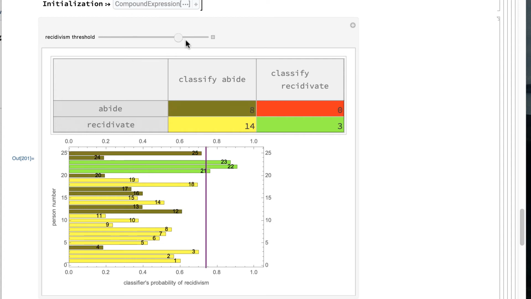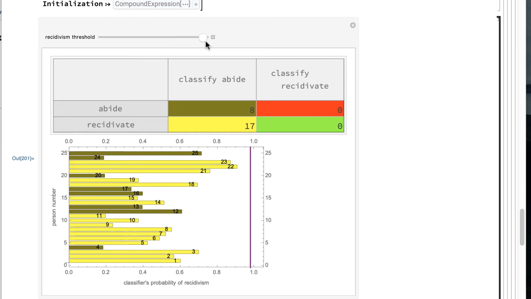If I move it all the way over and set the threshold this high, nobody is going to be classified as recidivating. If I say you've got to be 98% certain, then no one's going to qualify, and everyone's going to be either olive, meaning we classify them as abide and they do abide, or yellow, meaning we classify them as abide, but they do recidivate.